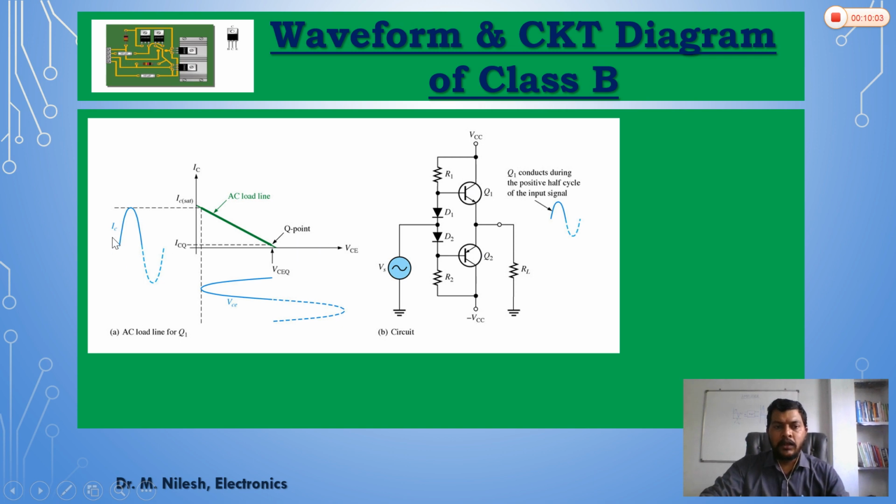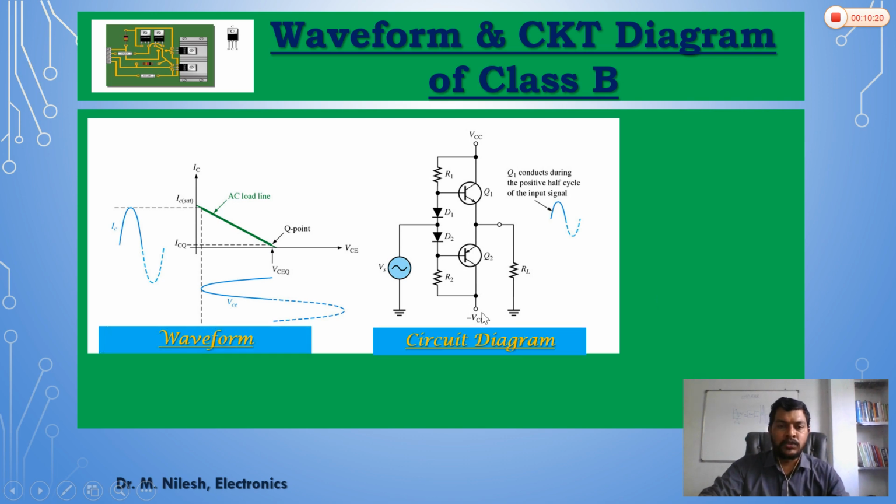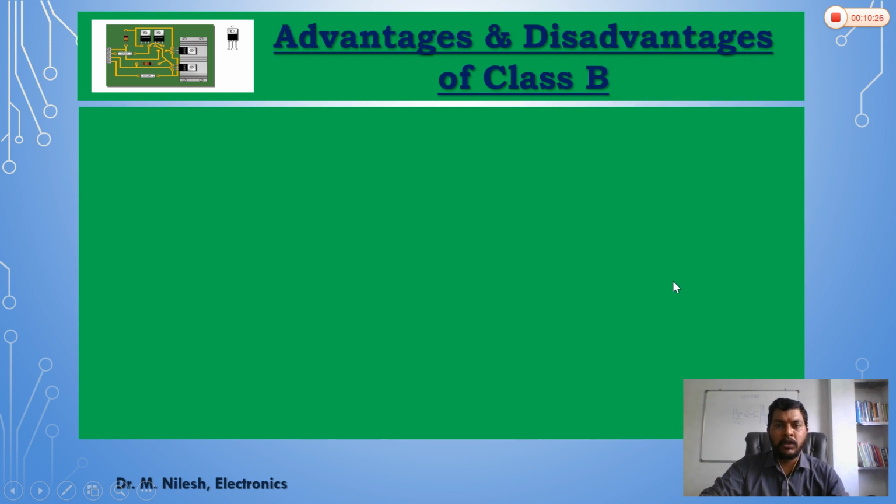set such that only half of the cycle is being amplified, and for the rest of the half cycle the transistors are switched off, and therefore there is a low power dissipation. So this is the circuit diagram, and that is the waveform of class B power amplifier.